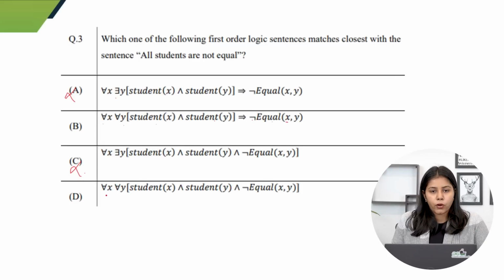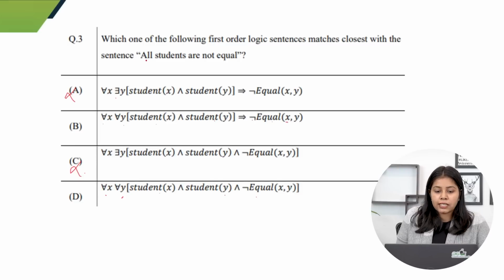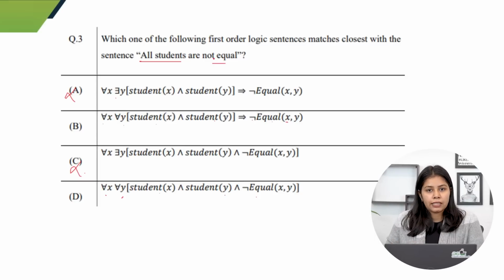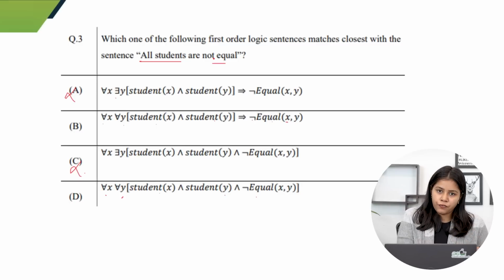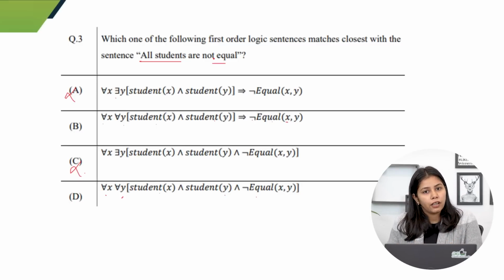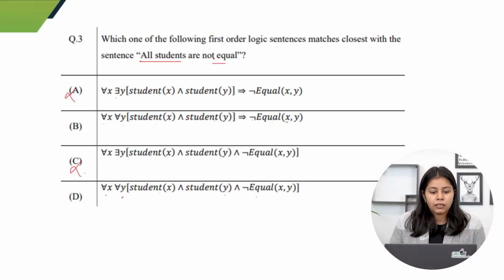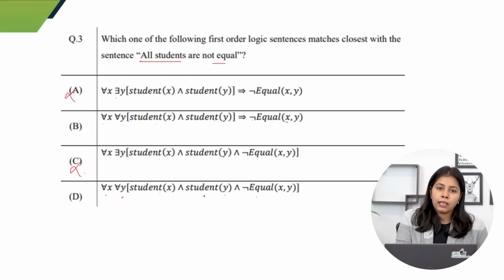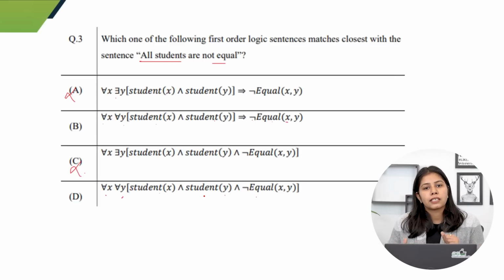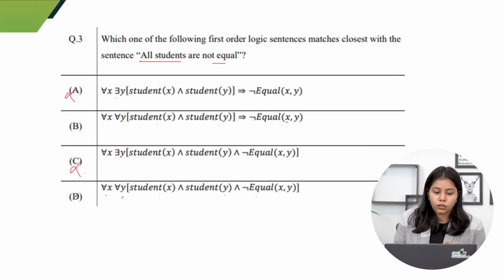It says for all x, for all y, x is a student and y is a student, and x is not equal to y. But we do not require "and" here, because they are saying that if I'm taking students, then they are not equal. So I am getting an if-then condition, right? If x is a student and y is a student, then they are not equal. So I can use implication here instead of writing "and". "And" means x is a student, y is a student, and x is not equal to y. But we want that if x is a student and y is a student, then x is not equal to y, right? So D is not true also.